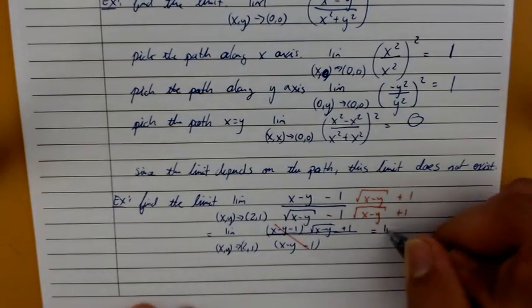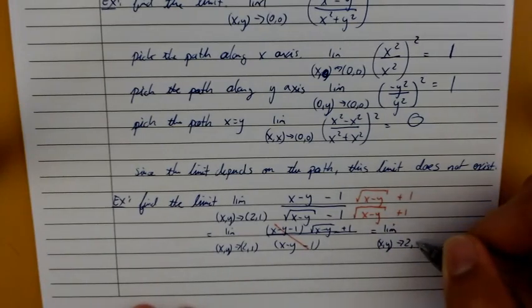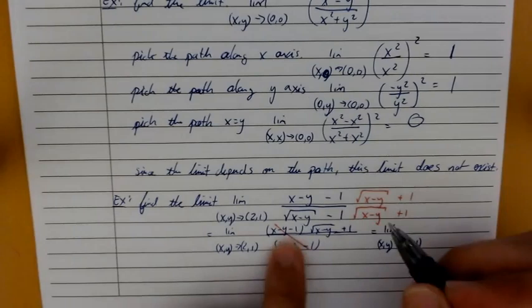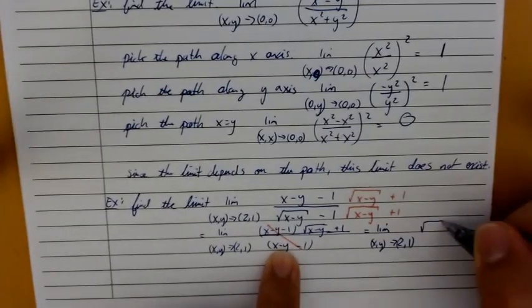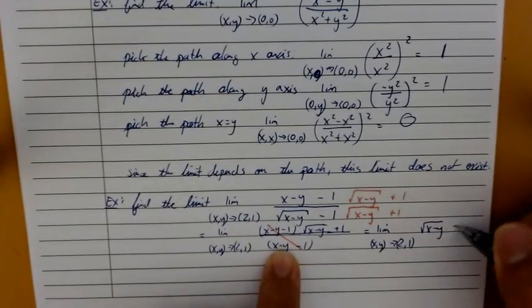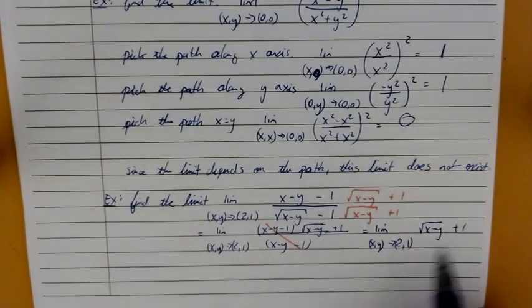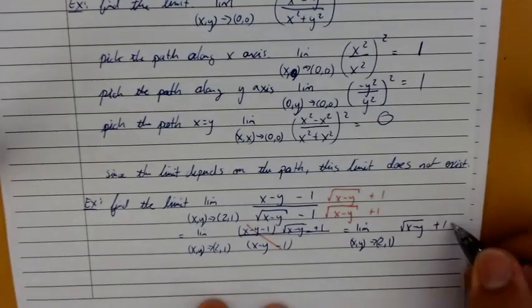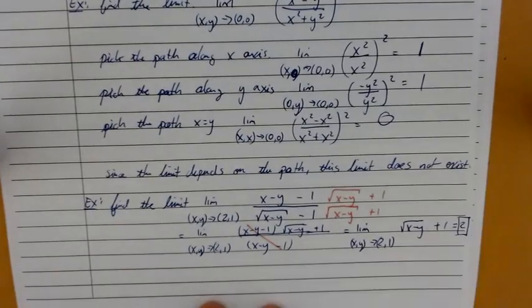Here, this is equal to the limit as x comma y approaches 2 comma 1 of, this part's gone, and we're simply left with the root of x minus y plus 1. And this, we can just plug right in. Here, that'll give us 2 minus 1, that's 1, square root of 1 is still 1, plus 1, that's got to be 2. So there we go.